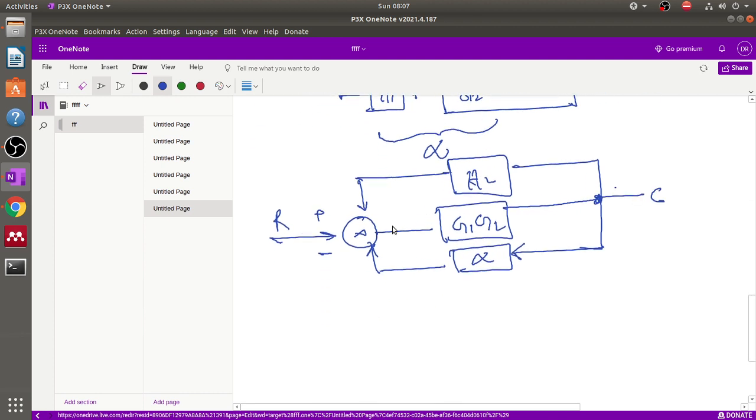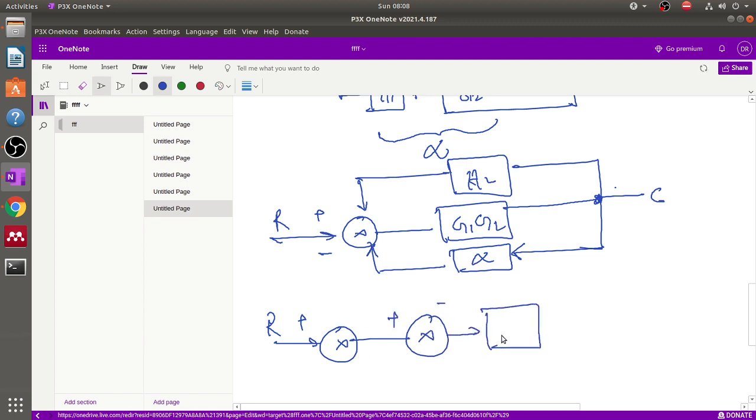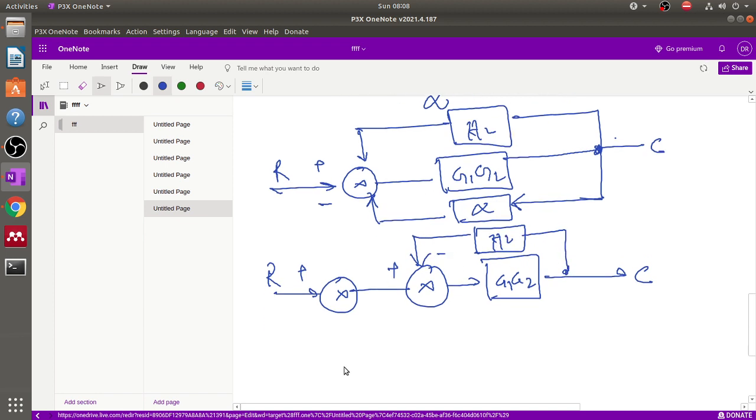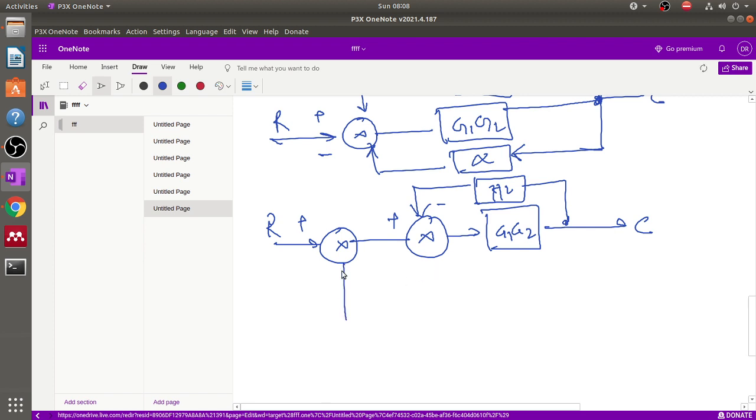Now what will we do? Now our task is to separate this summing point, one summing point into two summing points. These are plus R. Now again here we add an extra summing point. These are G1, G2. These output C. There is one feedback present known as H2. This minus is plus. So now what is in this feedback? This feedback is basically alpha here.